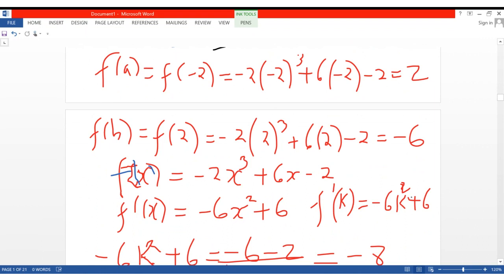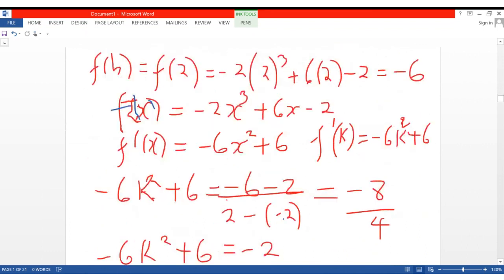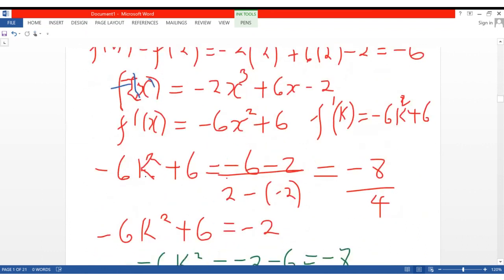Now, the other thing is just to apply the formula: negative 6k squared plus 6, equals f of b minus f of a over b minus a. This one is our f of b, this one is our f of a, this one is our b, and this one is our a. So I just replace it in the equation. Negative 6 minus 2, I got negative 8. Then 2 minus negative 2, I got 4. So negative 8 divided by 4, I got negative 2.